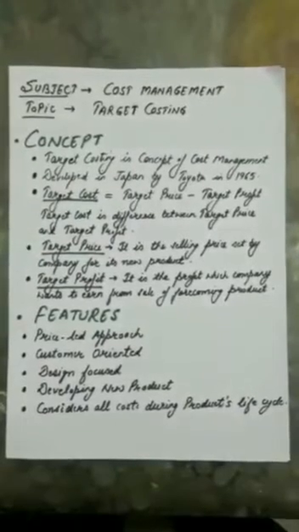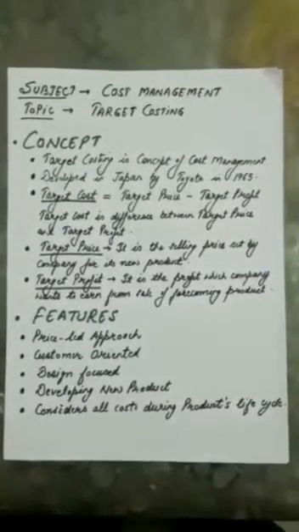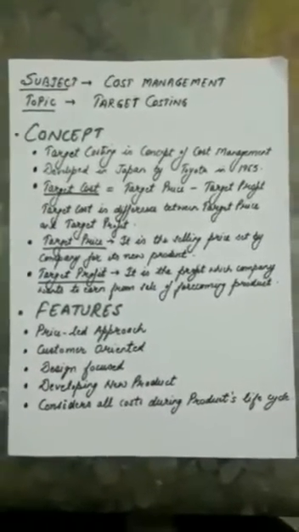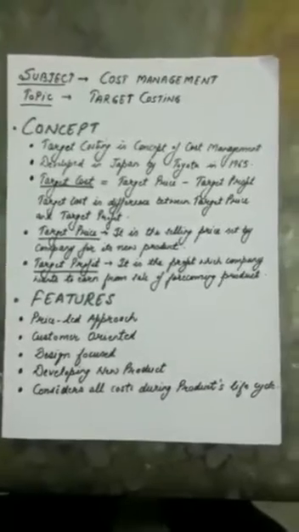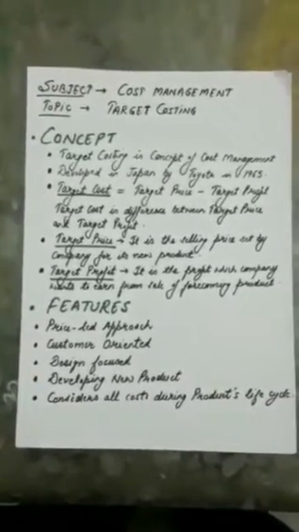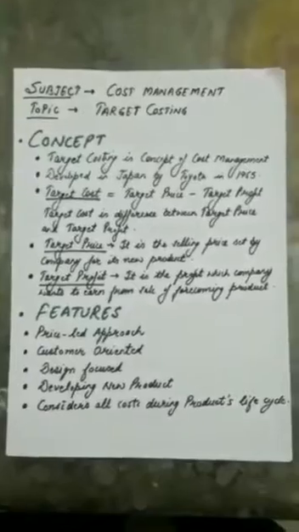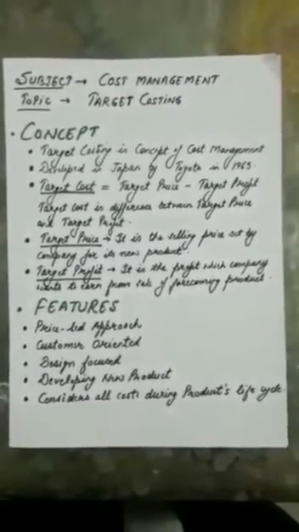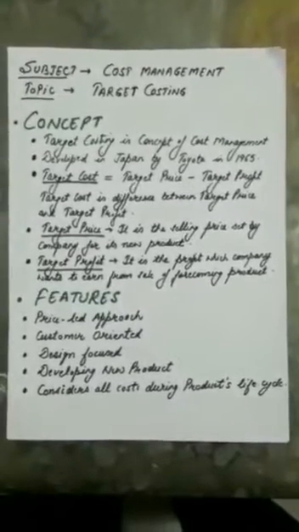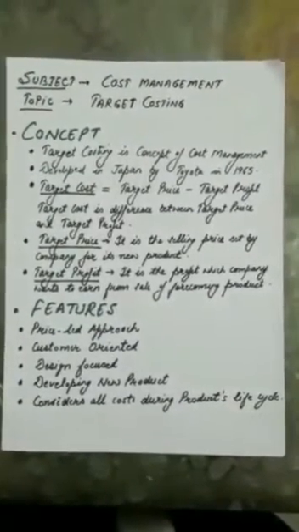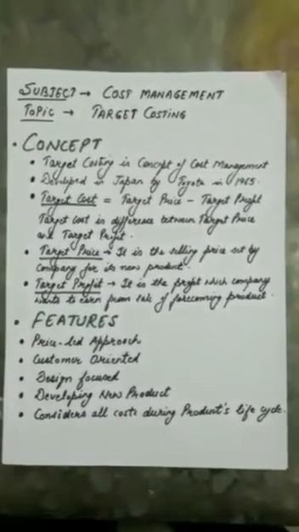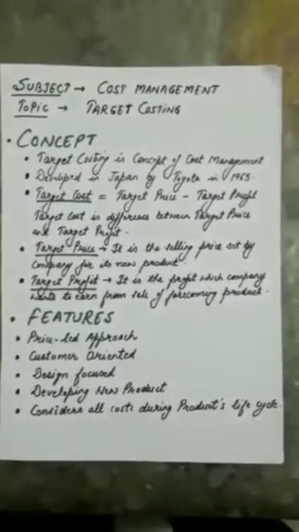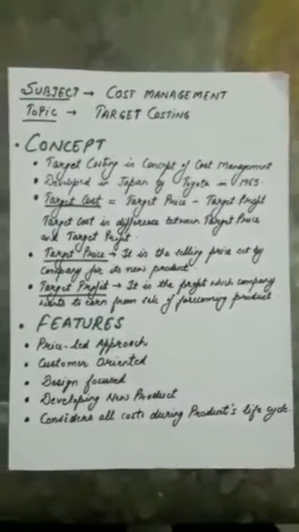Target cost is the difference between target price and target profit. Target price is that selling price which is set by the company for its new product, and target profit is the profit which the company wants to earn from the sale of the forthcoming product. Thus, we can calculate target cost by subtracting target profit from the target market price, or you can say target selling price. Now, the next topic is what are the main features of target costing.